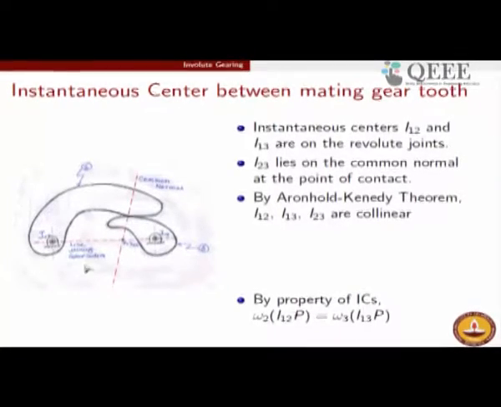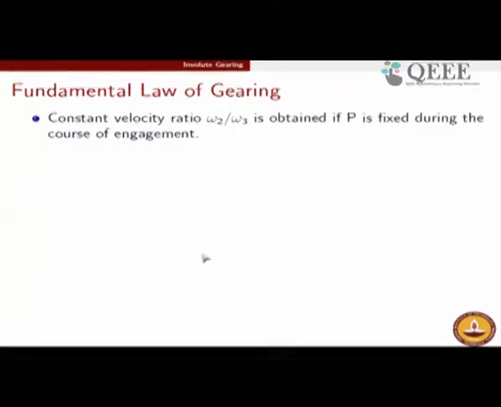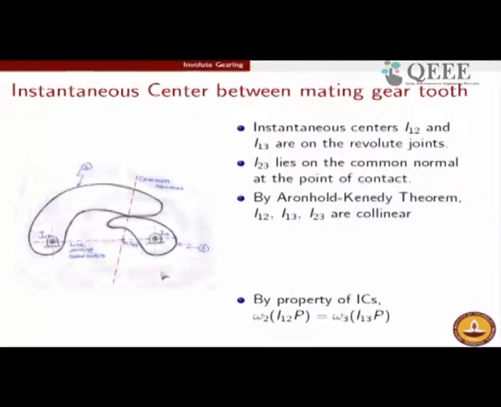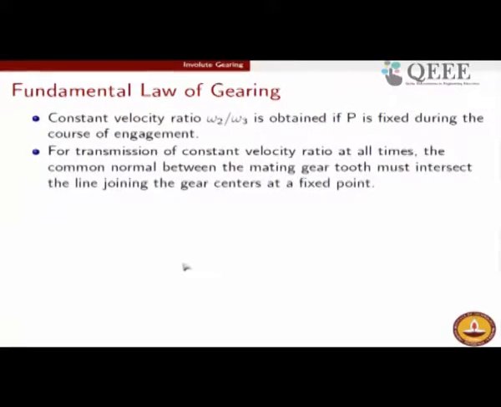So, that essentially now means through this analysis omega 2 by omega 3 can only be fixed if this point P is fixed, because I12 and I13 are fixed with respect to the reference frame. Therefore, these 2 points do not move. The ratio of omega 2 by omega 3 can therefore remain constant if and only if the point P does not move during the course of engagement, and this is what is called the fundamental law of gearing. The fundamental law of gearing states that the velocity ratio between these two gears will be fixed if and only if the pitch point, or this point P which is basically called the pitch point, is fixed. So, that is where we are coming at.